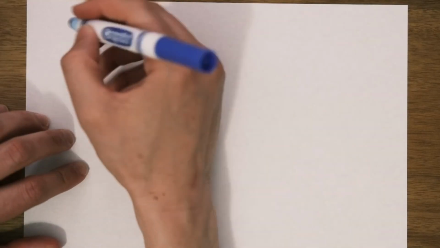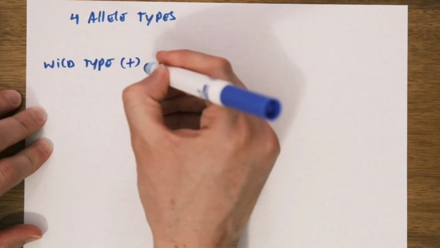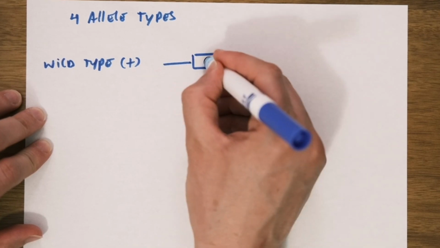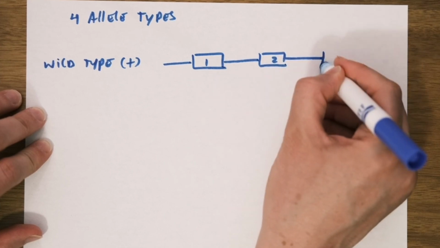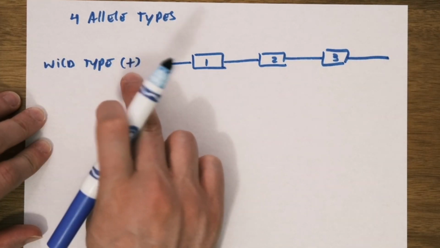So today we will cover 4 allele types. The first one is the wild type. In this case, we have our standard genomic architecture with one exon followed by another one, and so on and so forth. These ones we are referring to as plus in general.